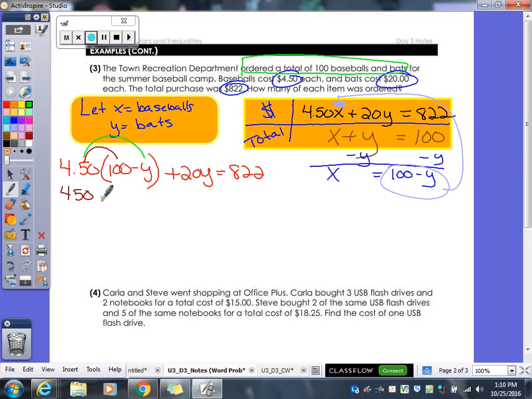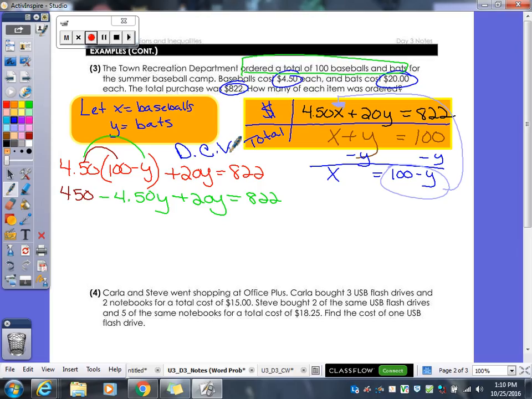4.50 times negative y is negative 4.50y, plus 20y. Now, you remember our DCV that we did? Distribute, combine, get the variable. What am I combining in that equation? What is alike that I can combine?